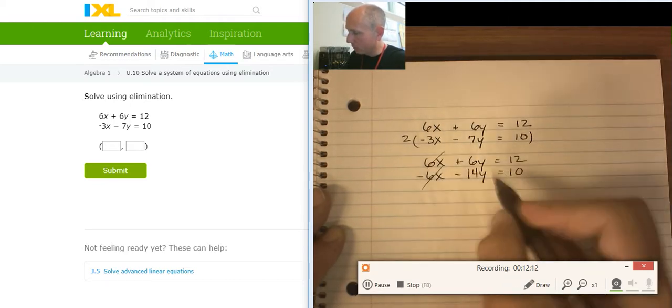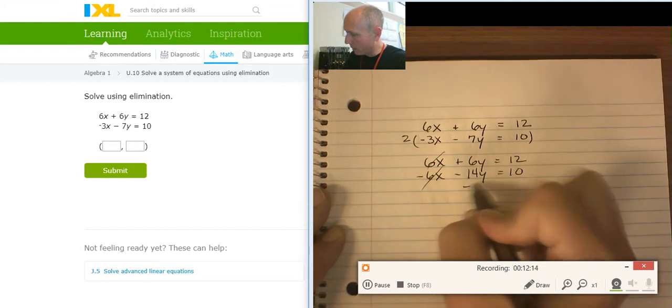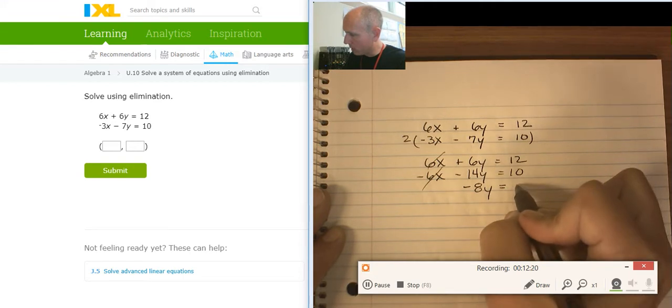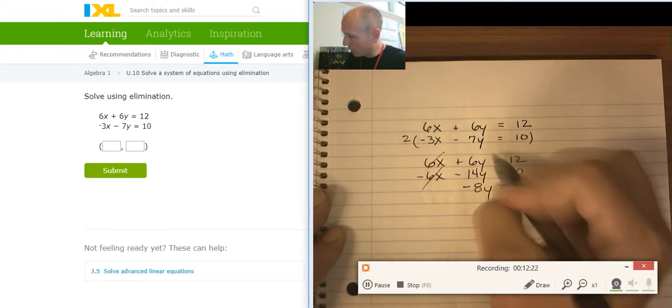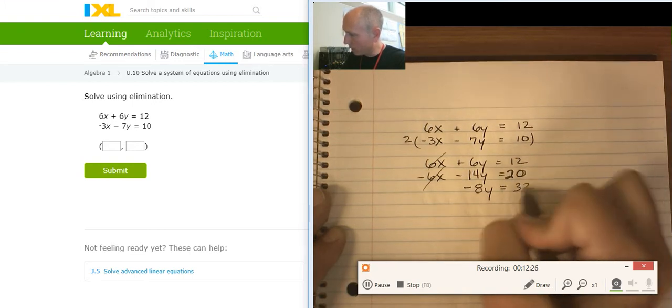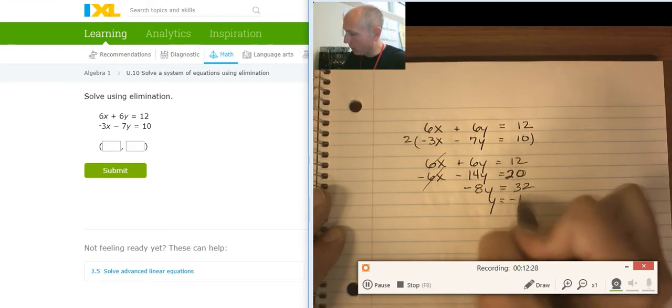The x's cancel. It's at negative 8y equals, I lost it right here. This should be a 20. Equals 32. So y equals negative 4.